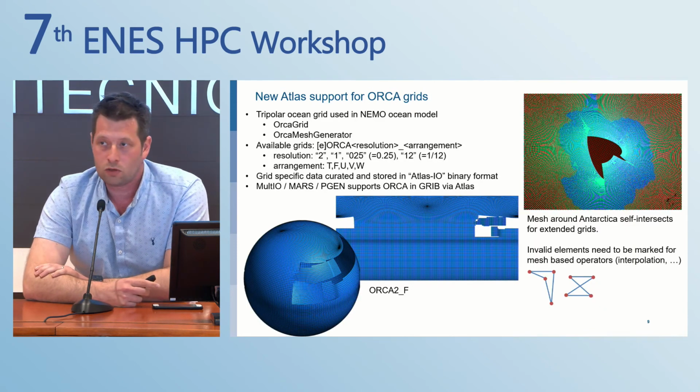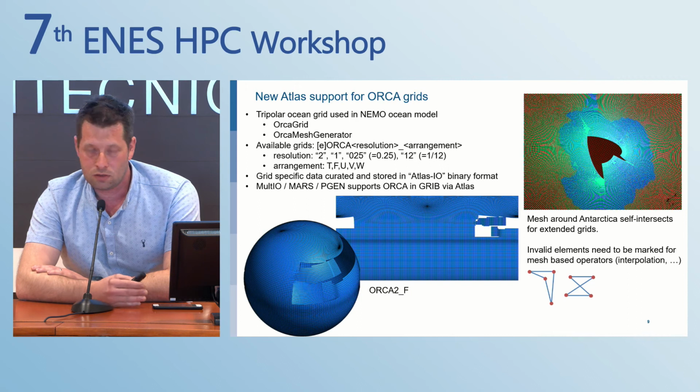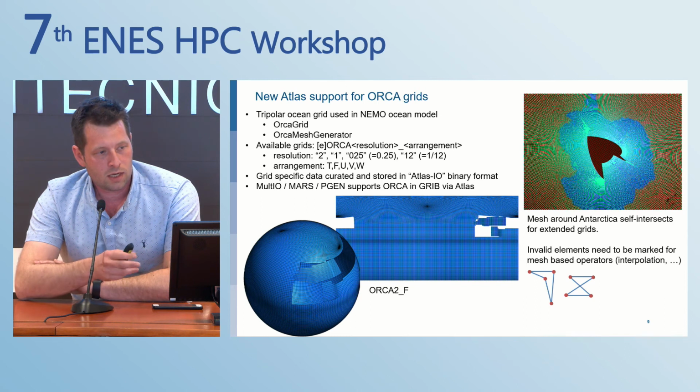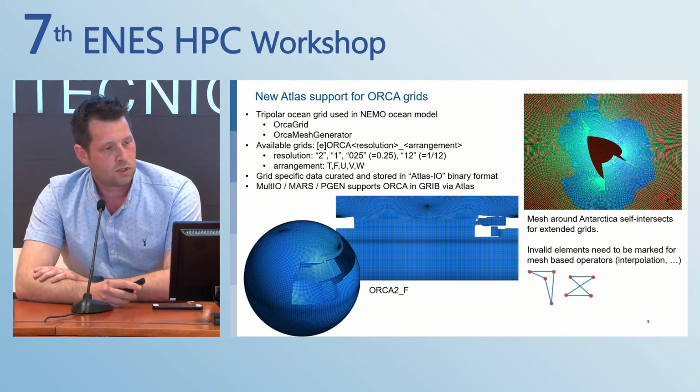We also have support for ORCA grids now. The ORCA grids, I don't have to tell you, are the tripolar ocean grids used in NEMO. So for that I needed to implement the ORCA grid class and an ORCA mesh generator class. There's a number of available grids. You see that the name is like an E, ORCA, and then a resolution, underscore, and some arrangement. The E stands for extended, it's optional. They have resolution which can be 2 degrees, 1 degree, quarter degree, or 1/12 of a degree. And then you have these T, F, U, V, W arrangements, like a grid stagger.